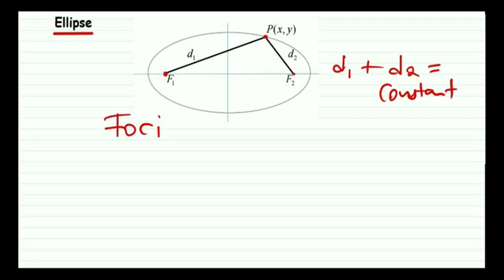So again, if we come up with another point, let's say this point, and then we measure to F1 and then again measure to F2, by definition that is also equally going to be a constant distance.